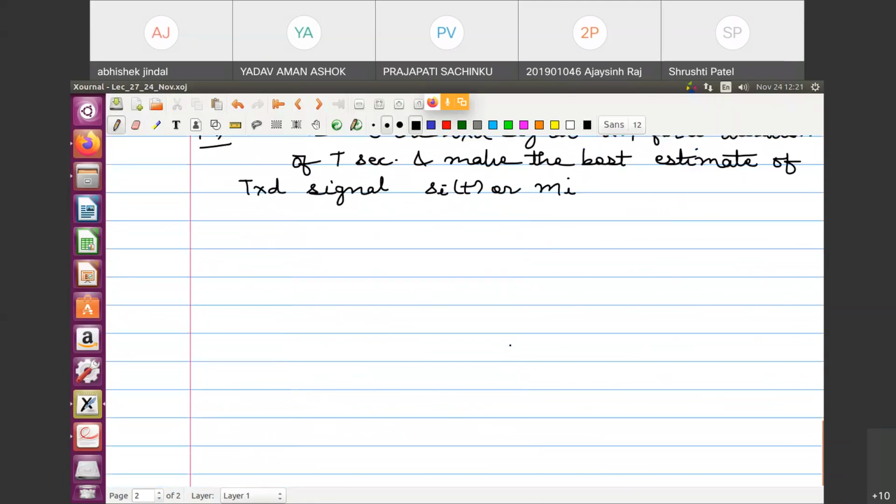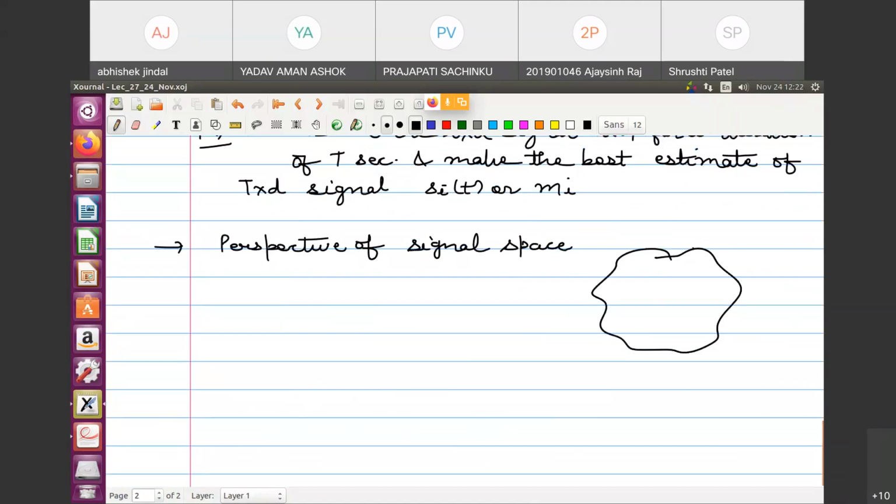Now let us study it from the perspective of signal space. This will make our task easier. That is, our study will be somewhat easier. So let us say there is a signal space. Let me give the short name SS. This is SS, and you have these signals S_1(t), S_2(t), and let us say S_M(t). So you have all these signals which belong to some signal space. Okay.